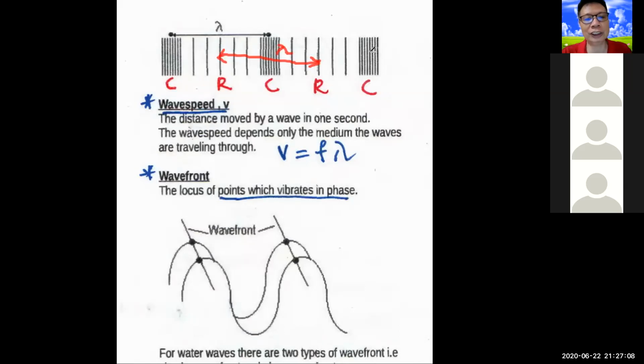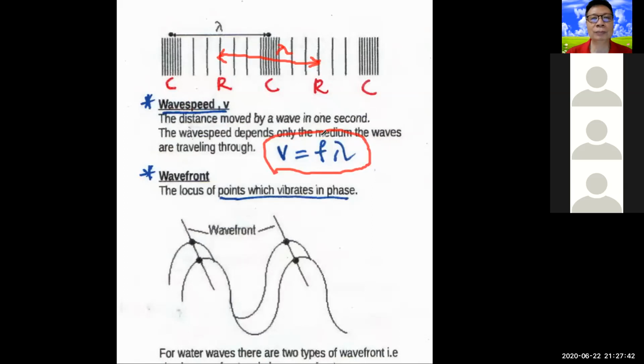This one is for longitudinal wave. The next one is wave speed. Speed means how fast the wave moves. So when you are talking about the speed of the wave, please take out this formula. V equal to F lambda. Never forget this formula. To find the speed of the wave, you take frequency multiply the lambda. V equal to F lambda. You have to stick this formula inside your brain for your whole life.